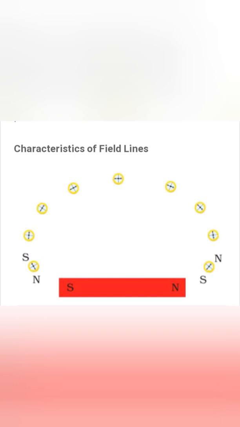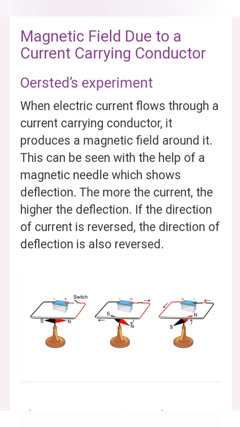Now we will discuss an experiment to represent the magnetic field due to a current carrying conductor. This experiment was performed by Oersted, so it's also known as Oersted's experiment. We can see a circuit through which the current is flowing, and we have placed a magnetic needle next to it, which represents the magnetic field produced due to the electric current flowing through the circuit.